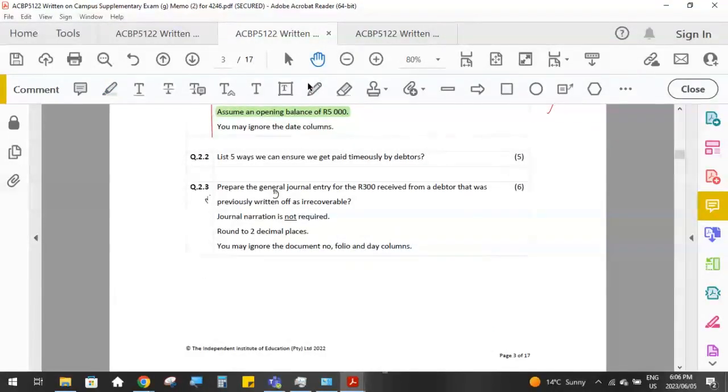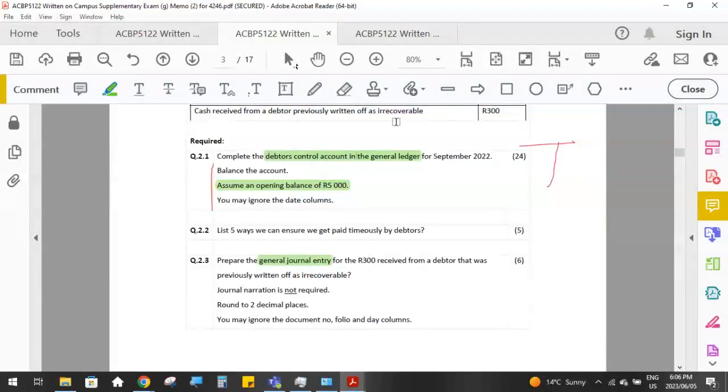And then prepare a general journal entry. So when they say general journal entry, that is your general journal, which is your columns that you have got: the details column, one details column with a debit and a credit column next to it. That's what a general journal is. So they say here, this is for the 300 Rand received from the debtor that was previously written off as irrecoverable. So this is this last transaction over here. So hopefully when you did question 2.1, you realized that that did not affect debtors control and you didn't include it there. Now they've said, what is the general journal entry for that 300?